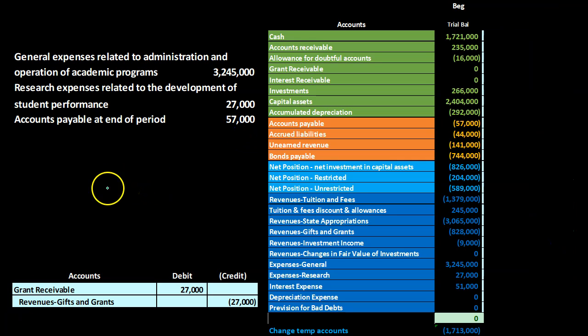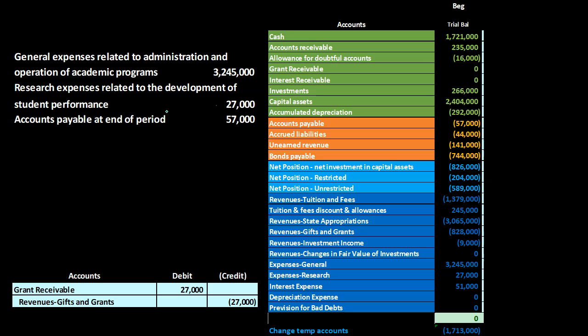Next transaction, this one is going to be related to this $27,000 here. We had research expenses related to the development of student performance. Now in the past, we had grant money that said they would possibly give us money from the government to reimburse us for expenses related to some type of student performance activity.